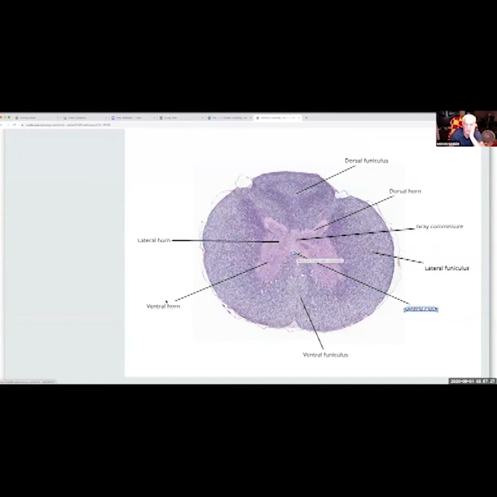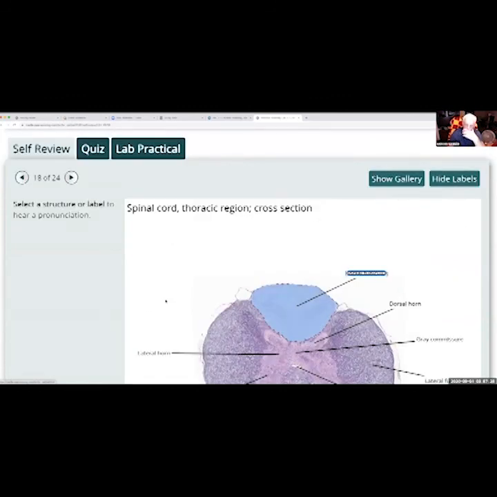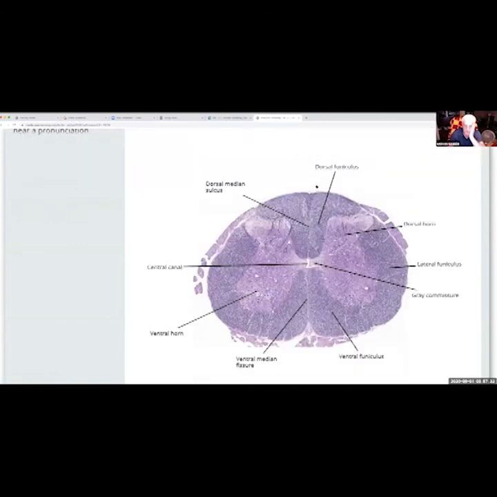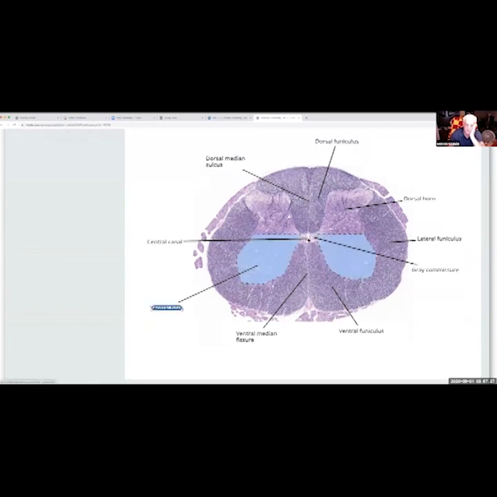All right, spinal cord again, down the lumbar region, as it's getting farther away from the brain. The dorsal funiculi, same basic pattern. The dorsal median sulcus, central canal, ventral horn, dorsal horn, ventral median fissure, ventral funiculus, the gray commissure, and the lateral funiculus. Same structures as you're going down the spinal cord.